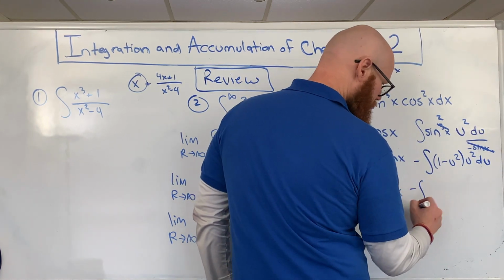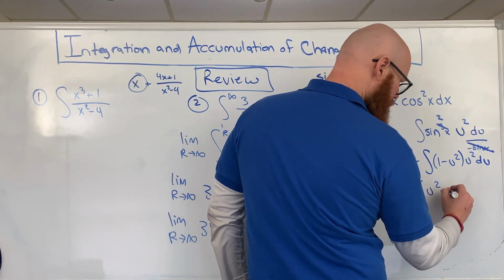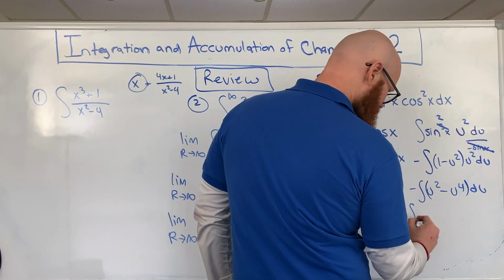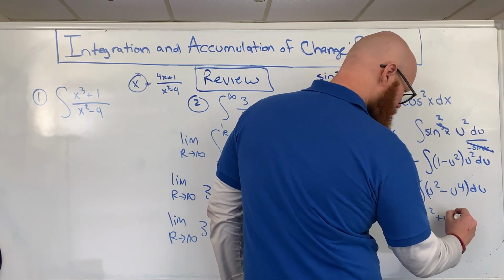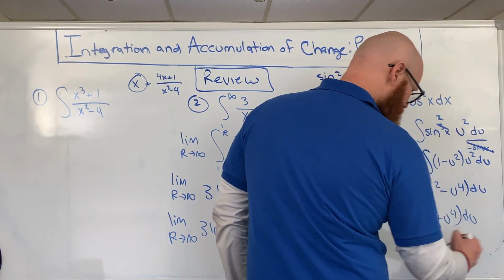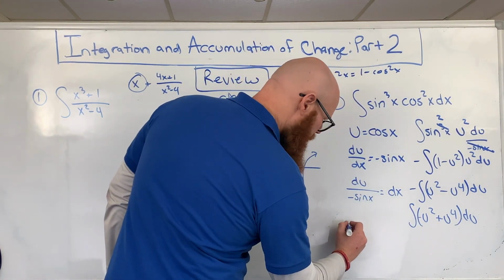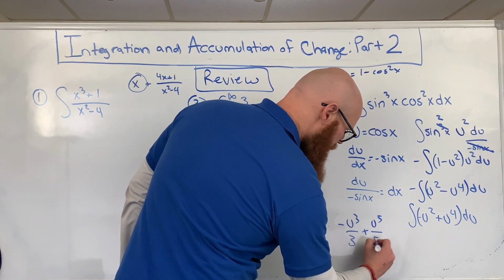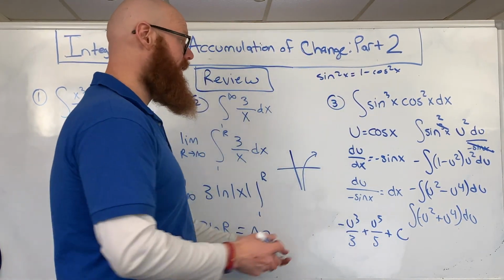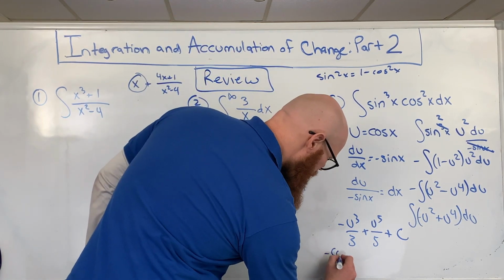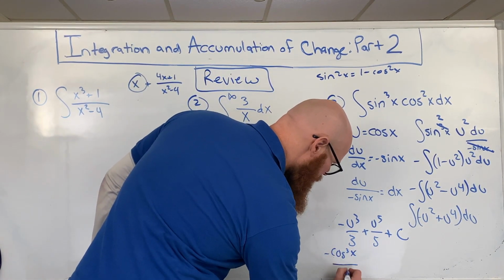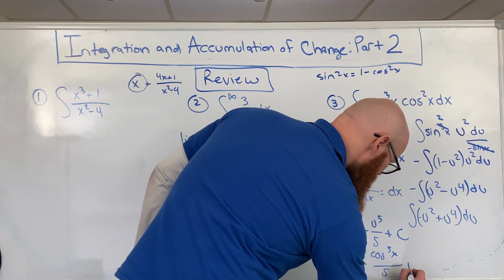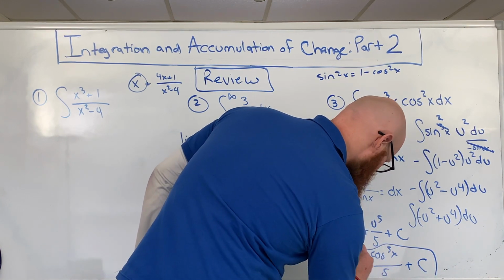And then I can distribute. So I have u squared minus u to the 4th du. And then I can even distribute the negative. So I get negative u squared plus u to the 4th du. And then I can integrate pretty easily. So I will have negative u cubed over 3 plus u to the 5th over 5 plus c. And finally, u is cosine. So I get negative cosine cubed x over 3 plus cosine to the 5th x over 5 plus c. And that is the answer.